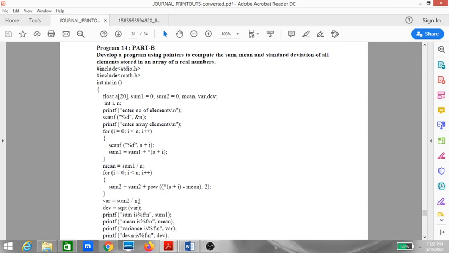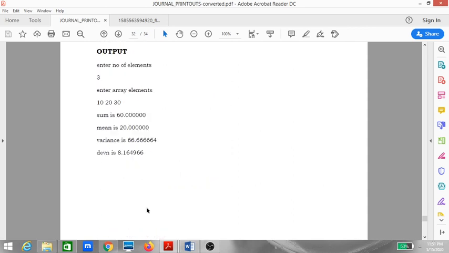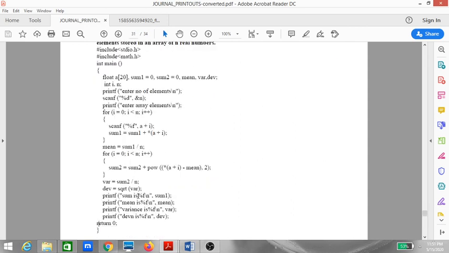Variance is equal to sum 2 divided by n, and then finally the deviation, for which we have used the variable DEV, is equal to the square root of the variance. So whatever variance I have calculated here, the square root of this, again the square root function is present in math.h. And then finally we are printing all the values. What is sum? Sum is stored in sum1 as I told you. Mean is stored in the variable mean. Variance is stored in var. You all can skip this variance if you want, because it has not been asked. We are just printing it because we have calculated it. And then finally the deviation.